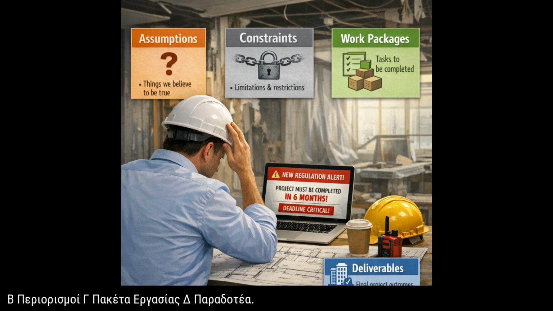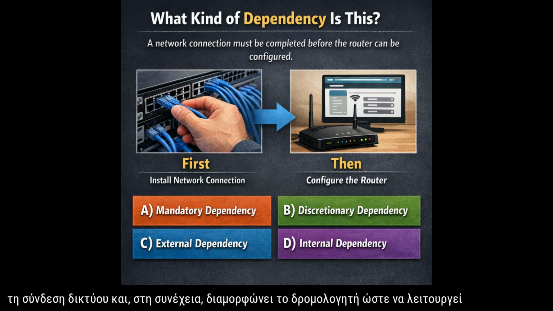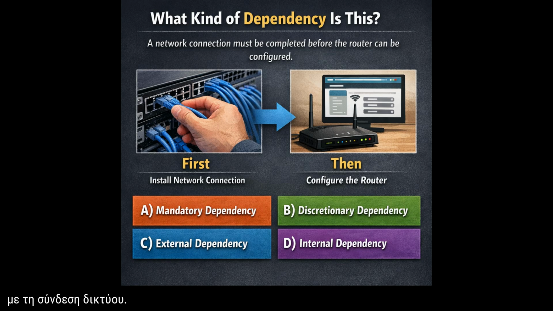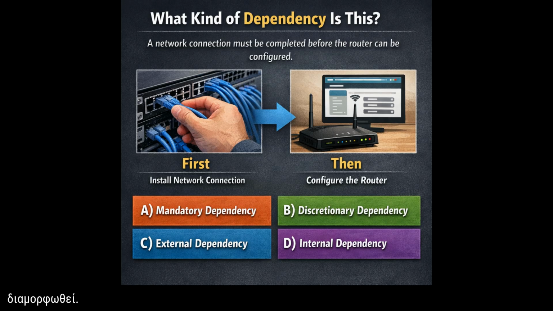D. Deliverables. While working on a network upgrade project, a team member installs the network connection and then configures the router to work with the network connection. The network connection must be completed before the router can be configured. What kind of dependency does this situation represent? A. Mandatory dependency. B. Discretionary dependency. C. External dependency. D. Internal dependency.